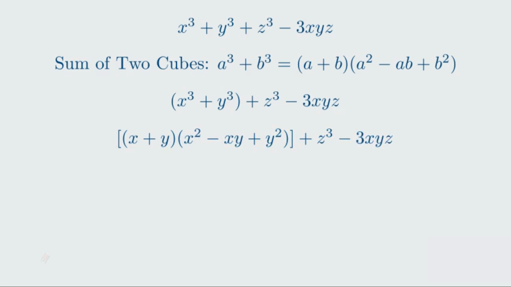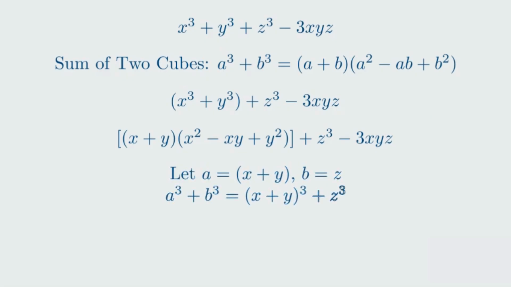Now we can see another structure. Let's call the term x plus y our new a and z our new b. We have another sum of 2 cubes, a cubed plus b cubed. Let's rewrite the expression to highlight this. We have the quantity x plus y cubed plus z cubed, and then the original terms are adjusted. Let's simplify the original expression further. The term x plus y times x squared minus xy plus y squared is equal to x cubed plus y cubed. So we have x cubed plus y cubed plus z cubed minus 3xyz.